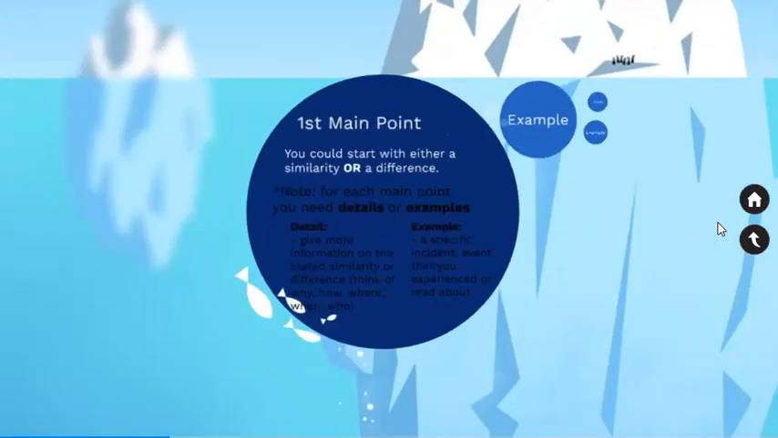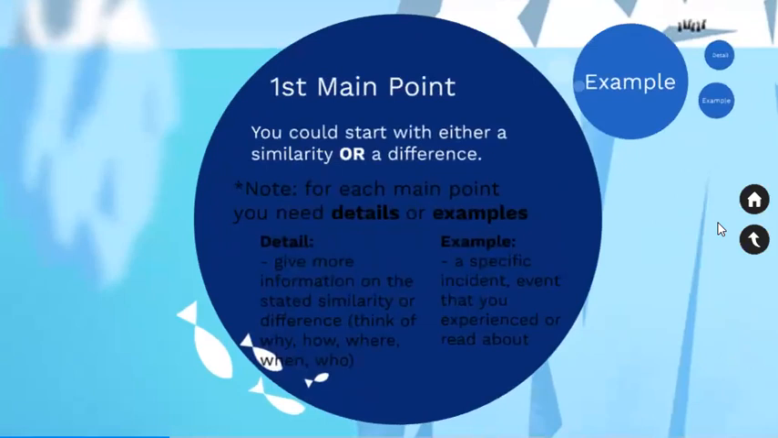Now, in terms of talking about the main points, you can choose if you want to focus on the differences first or the similarities first. You could start with whichever you prefer. And remember that for each main point, including your first main point, you need both a detail or an example following your main point.